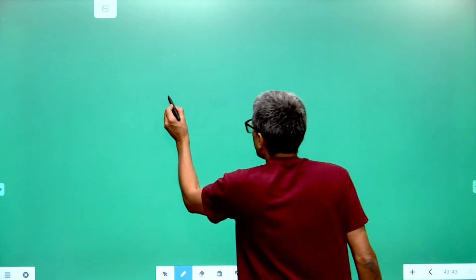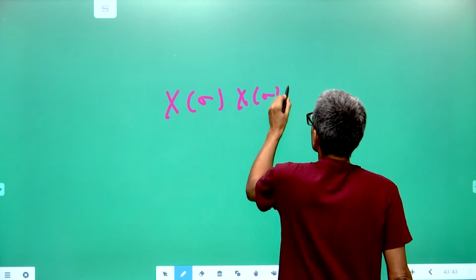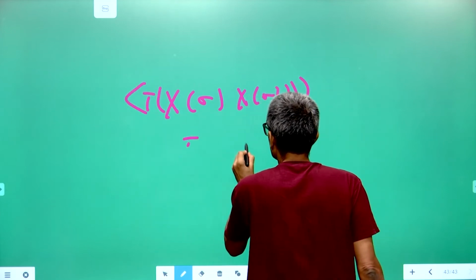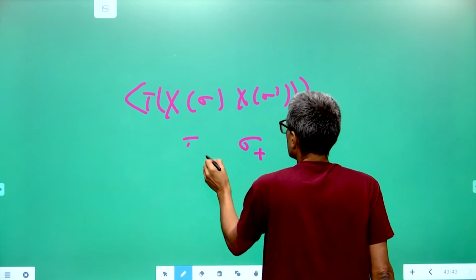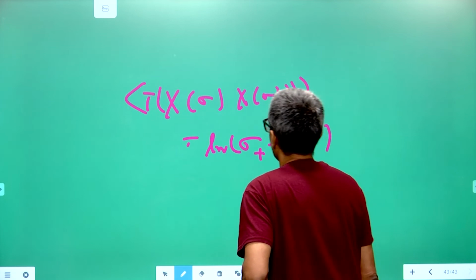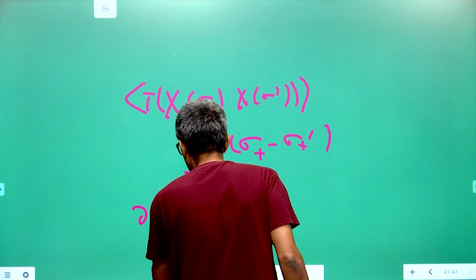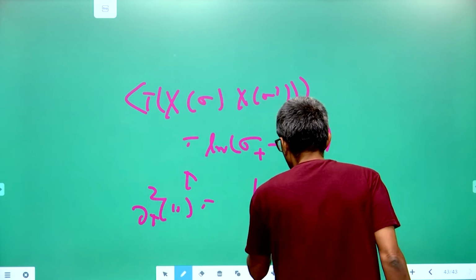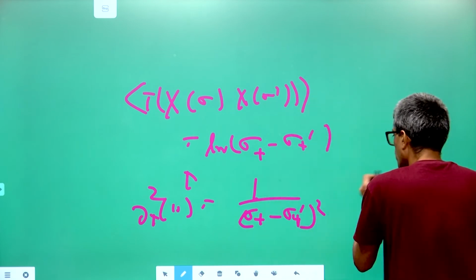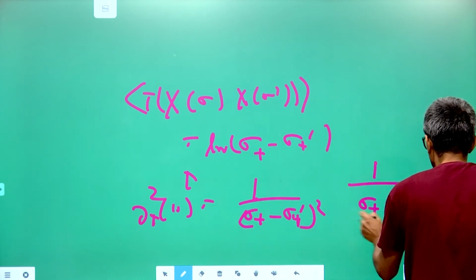So you can see if you take a left moving string for example, then X(σ) into X(σ'), the time ordered version of this for the left moving string is simply equal to ln(σ⁺ − σ⁺'). If you take ∂_+ of this quantity, and then ∂_+ squared, you get 1 upon (σ⁺ − σ⁺')², and then you square the whole thing. So you get 1 by (σ⁺ − σ⁺')⁴.